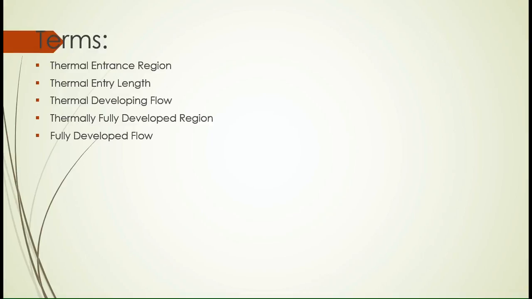Thermal entrance region is the region of flow over which the thermal boundary layer develops and reaches the tube center. Thermal entry length is the length of the region. Thermally developing flow is the flow in the thermal entrance region, and this region is where the temperature profile develops. Fully developed flow is the region in which the flow is both hydrodynamically and thermally developed.